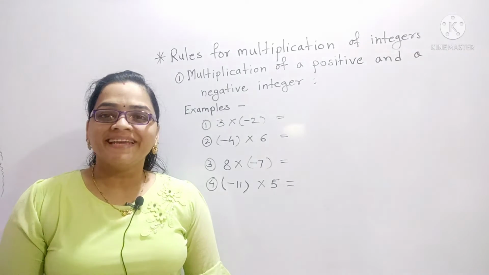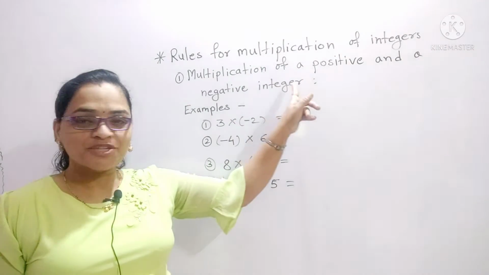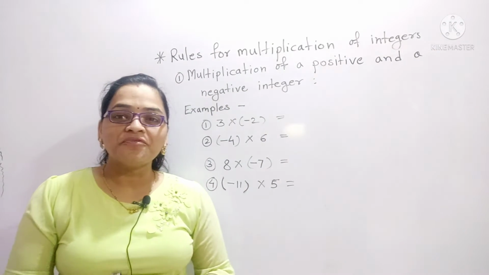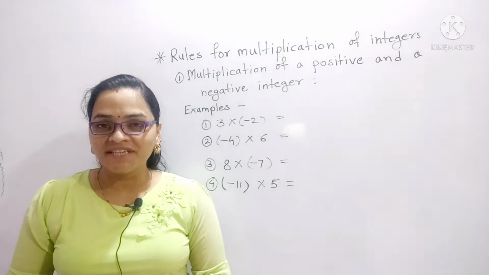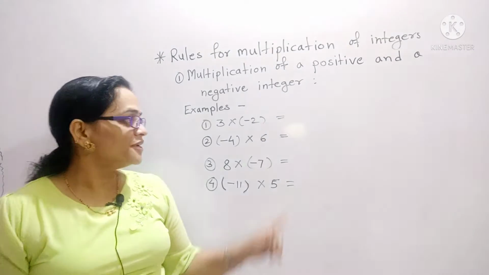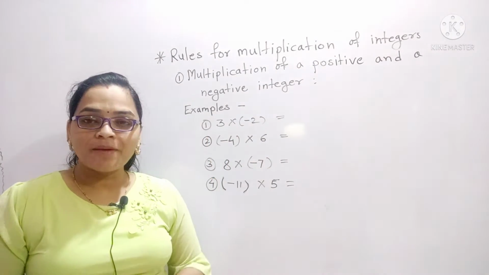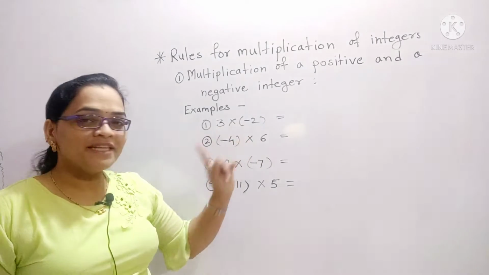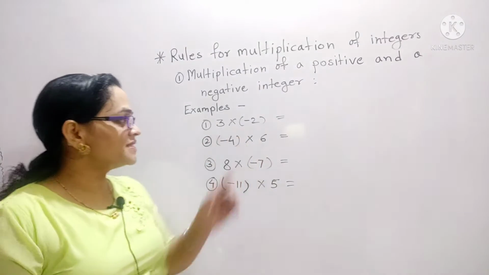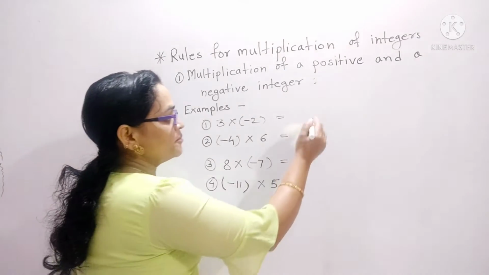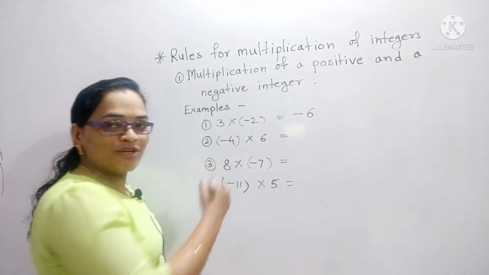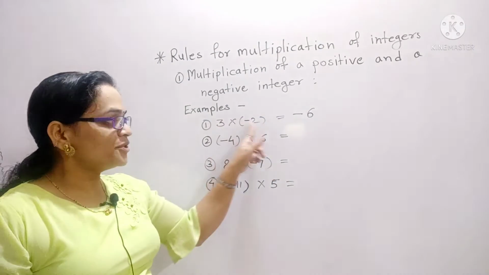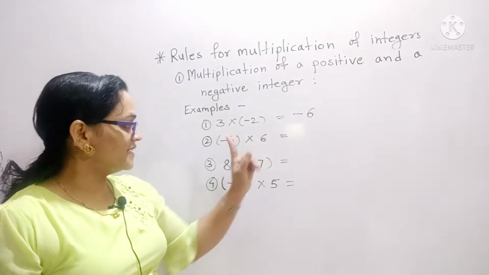Okay. Next, second rule is multiplication of a positive and a negative integer. Means one integer is positive, another integer is negative. Then how to find the product? Find the product of absolute values. First example, see, 3 into minus 2. Find the product of its absolute values, means 3 2s are 6 and put a minus sign in front of it. Means product is minus 6. 3 2s are 6 and minus sign.